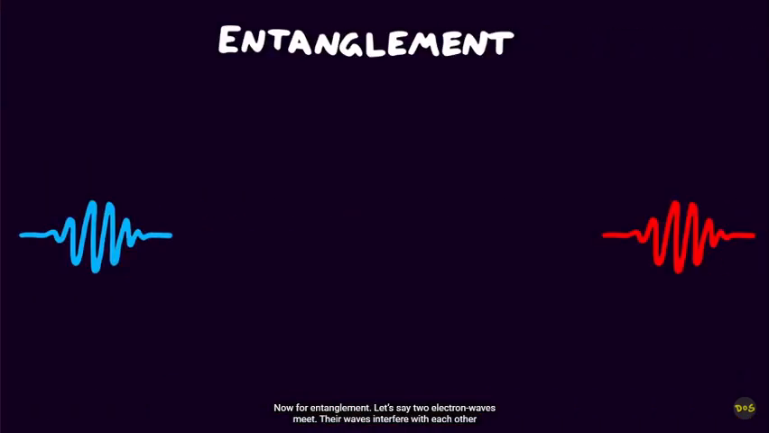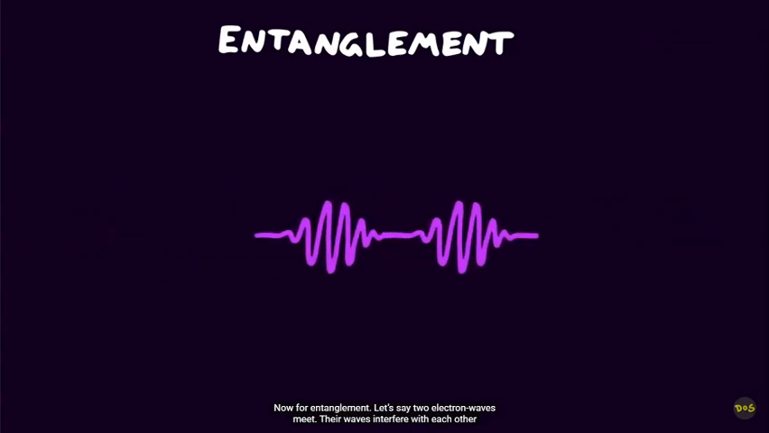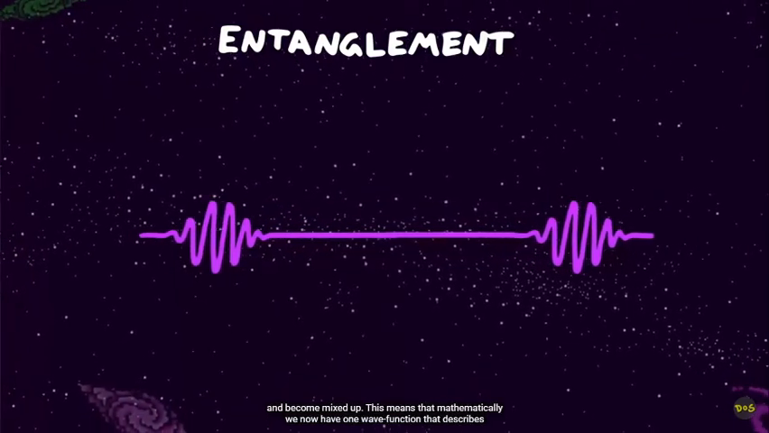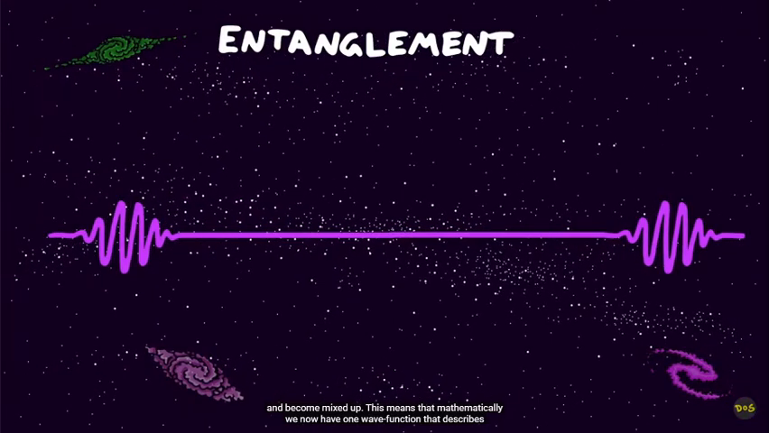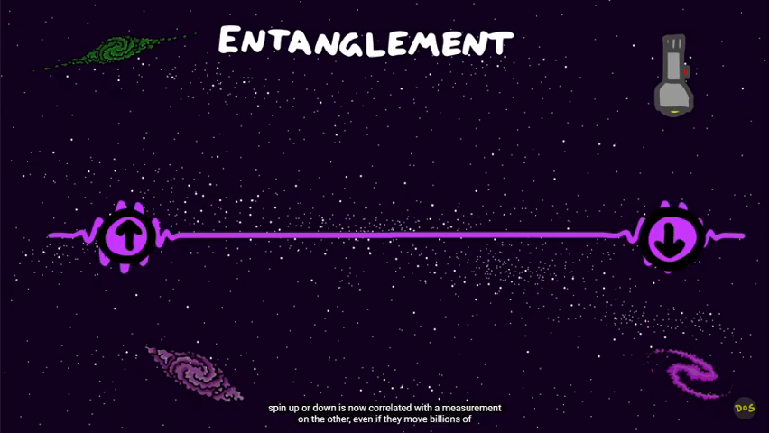Now for entanglement. Let's say two electron waves meet. Their waves interfere with each other and become mixed up. This means that mathematically we now have one wave function that describes everything about both electrons, and they're inextricably linked, even if they move far away from each other. A measurement on one of the particles, like measuring if it's spin up or down, is now correlated with a measurement on the other, even if they move billions of miles away.